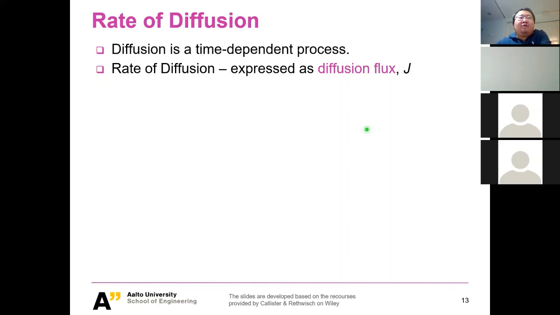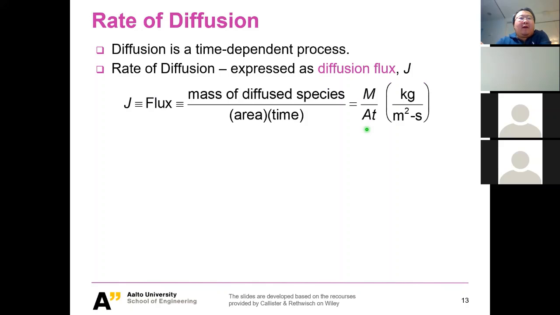Now we're trying to evaluate the rate of diffusion, but diffusion is not just one atom to the other, it's a bunch of atoms. That's why we have to introduce a new quantity, which is called diffusion flux, indicated by J. And how is this defined? The definition is also simple. It's defined by the mass of diffused species over a certain area and over a certain time. That is quite simple to understand.